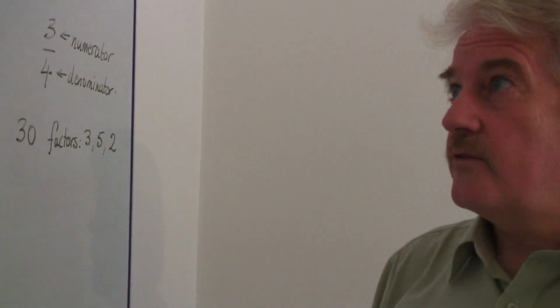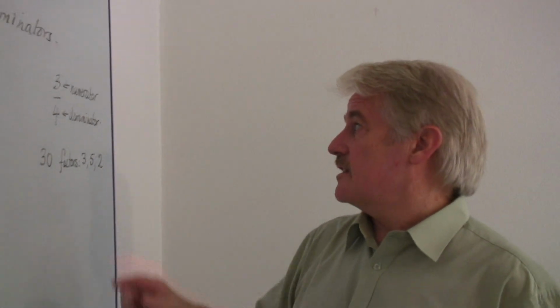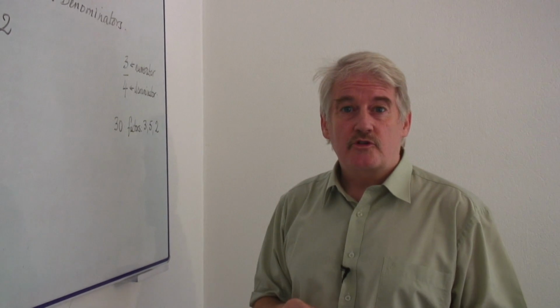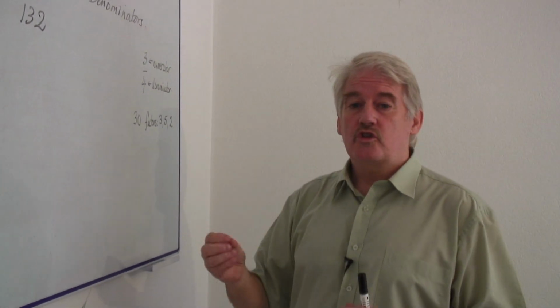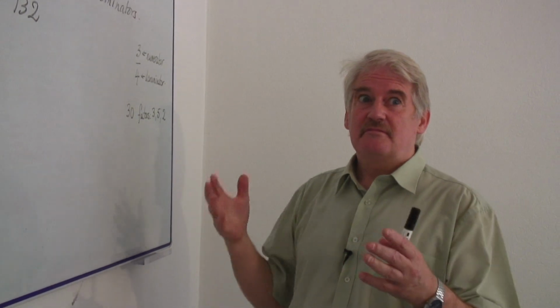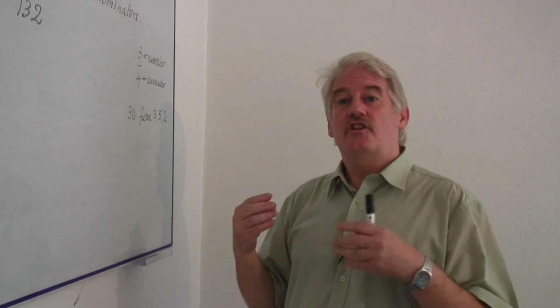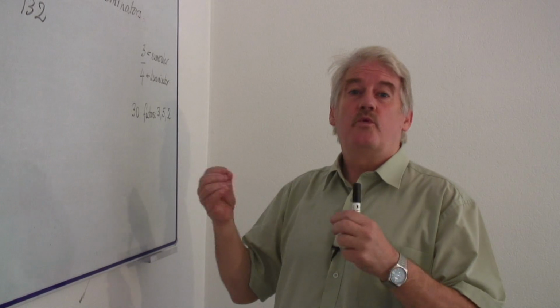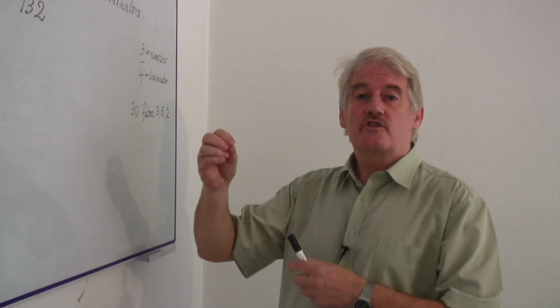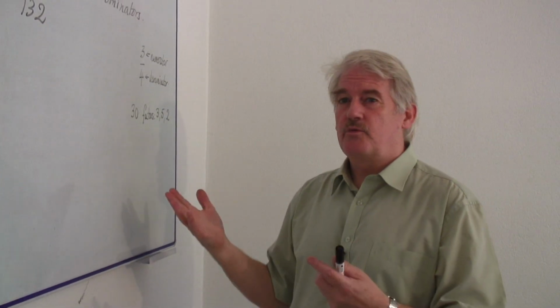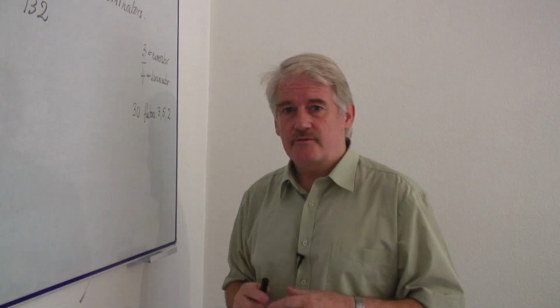Well, the reason for finding common denominators is when we want to add or subtract fractions. Because if I have a quarter plus a half, to add them, I have to turn the half into 2 quarters. Then I can add the 2 quarters to the 1 quarter and I'll get 3 quarters. That's a simple way of doing it.